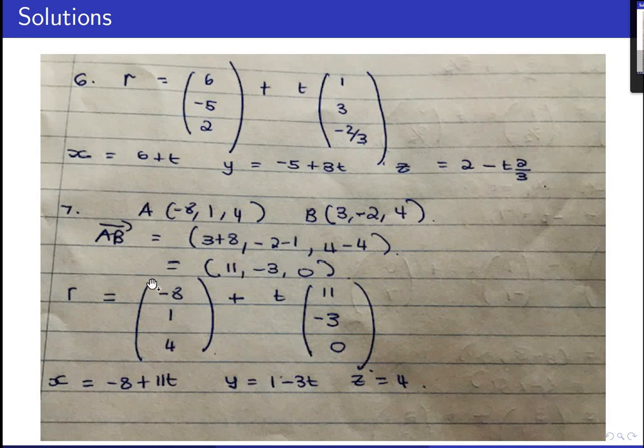So the vector equation is given as (-8, 1, 4) + t(11, -3, 0). So the parametric representation will just be x = -8 + 11t, that's the x component. The y component is 1 - 3t, and the z component is simply 4, because the direction vector takes the value 0 in the third component.